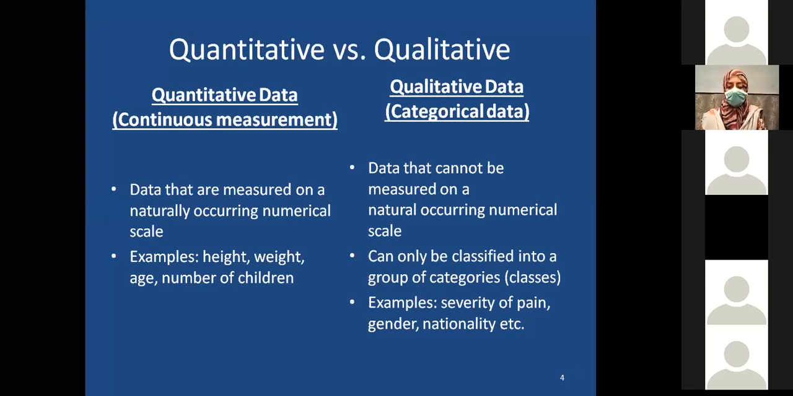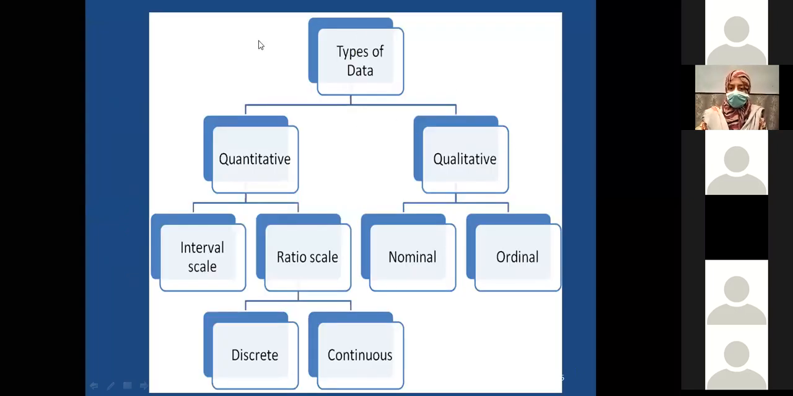Okay? And then there's qualitative data in which you have categories. The data which cannot be measured on a naturally occurring numerical scale, it can only be classified into a group of categories or classes. For example, when you have severity of pain, you have gender, for example, male and female. You have nationality, for example, Pakistani, Indian, American, etc. You have religions, different religions, for example. This is known as qualitative data. So this is just a quick recap. So data is of 2 types. You have quantitative and qualitative.